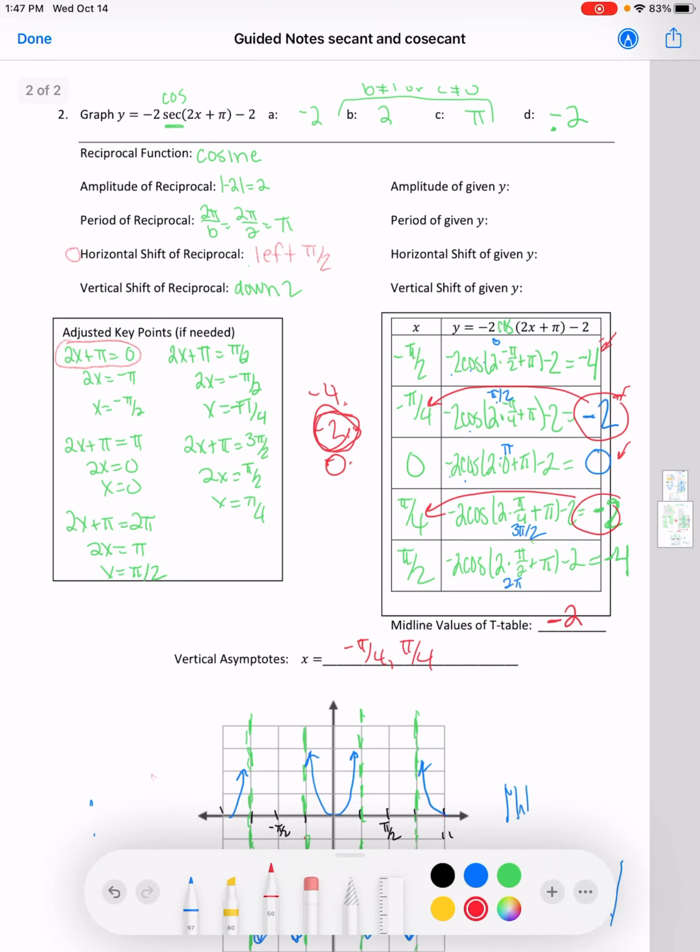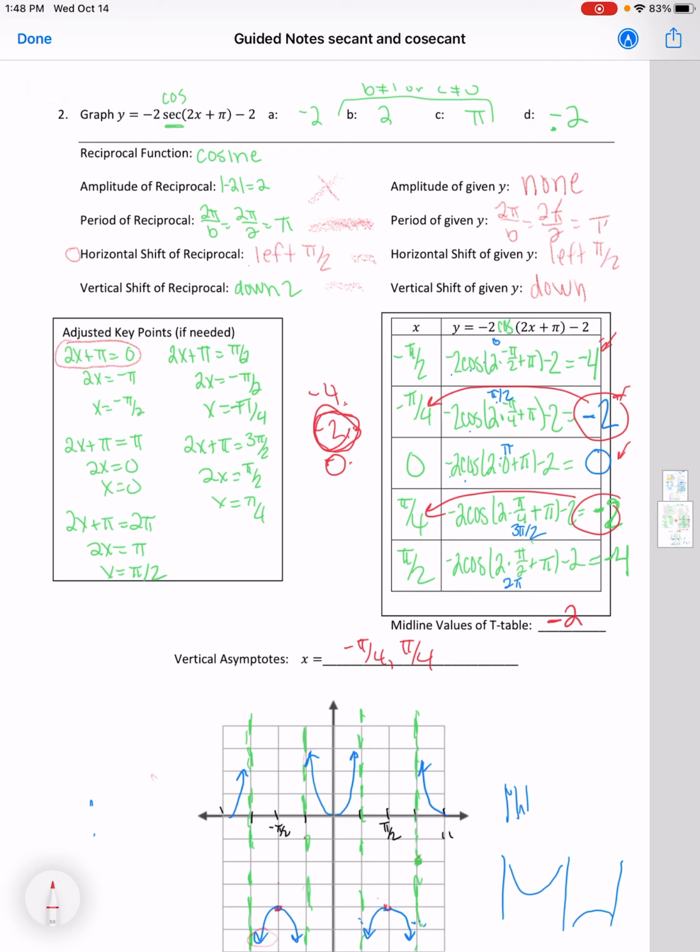So then finishing up top here, the amplitude or your vertical phase shift is still down 2. These two are the same again. Your horizontal phase shift is still left π/2. Those are the same. Your period is found the exact same way, 2π/b, 2π/2, pi. The only thing that is not the same is your amplitude, because you can't take half of the distance between the max and the min, of where a max and a min does not exist because of those arrows.